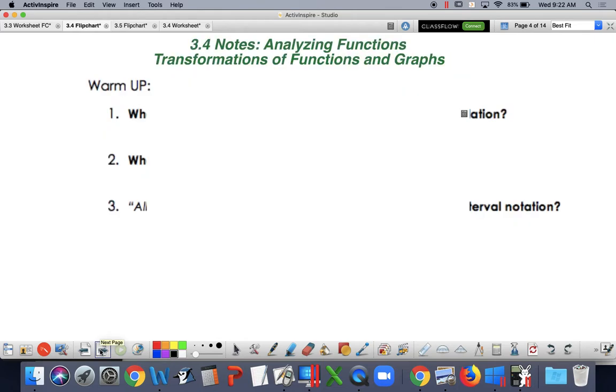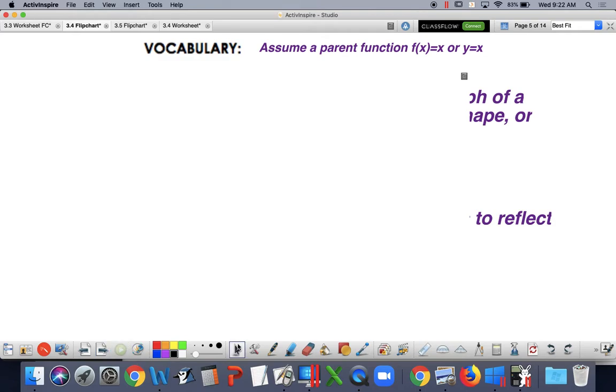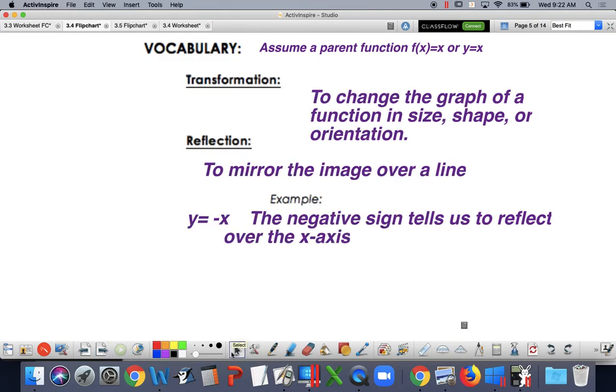So we're going to skip over the warm-up because I think we've done a good amount of practice with 3.3 with all of that work. And let's get right into our vocabulary, which is to define some of these things. And I typed them out because I'm recording the lecture, and so I wanted to make sure that everybody watching the recording would be able to read it, not necessarily my handwriting. So the technical term for transformation is to change. But when we talk about it in math, we say to change the graph of a function in size, shape, or orientation.